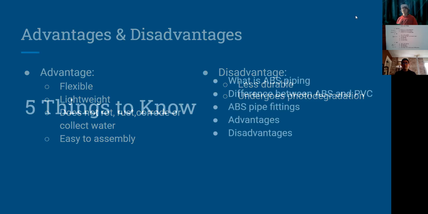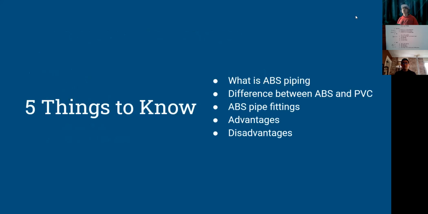So here are 5 things you'll need to know about ABS piping. You'll need to know what ABS piping is in the first place. You need to know that it is used to transfer liquids or sewage and is mostly used underground. You need to know some of the differences between ABS and PVC piping, how ABS might be a little bit weaker while PVC is more rigid and strong. You need to know different types of ABS pipe fittings, how they can be used on different angles and be used to go different ways. And then you also need to know the advantages and disadvantages.